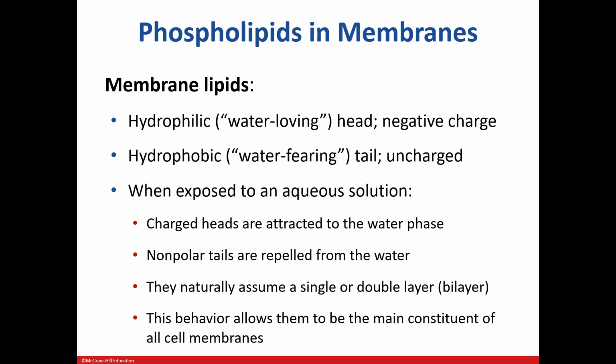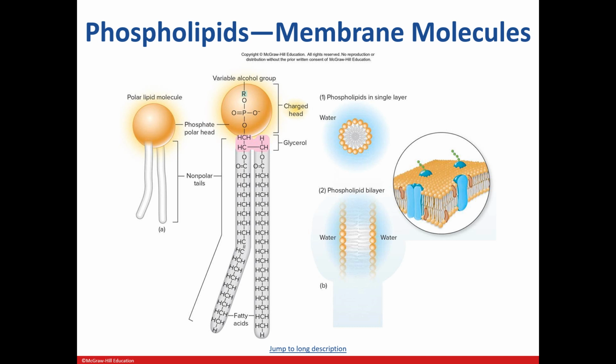Phospholipids are of major importance in the cell membranes of organisms. These lipids have a water-loving head and water-fearing tails. The difference in charge and behavior allows them to form a protective bilayer. Here we can see the structure of the lipids, with those water-loving heads on the outsides and the hydrophobic tails in the middle.